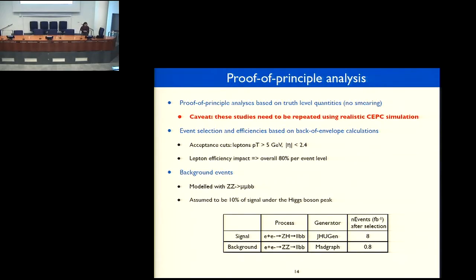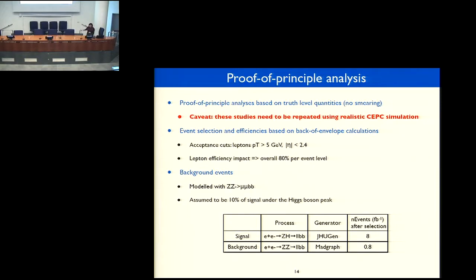All right. With the last few minutes, I would just give you an idea of a proof of principle analysis. It should be taken with a grain of salt, because a lot of these studies were done with back-of-envelope estimations of the events and truth quantities. When we did this, we're aiming for order of magnitude estimation, not meant to be good within, say, 20 or 50%.